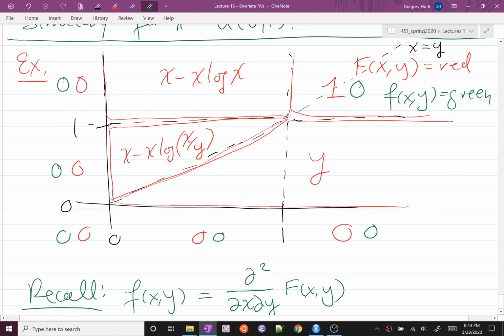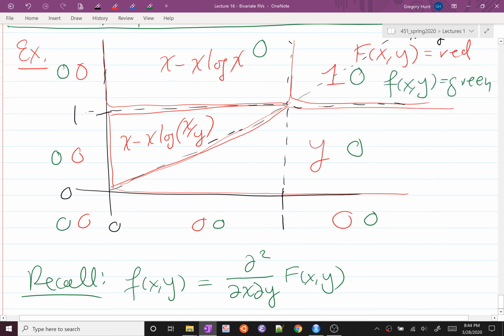It goes to 0. In this whole trapezoid, where it's just y, if I take the derivative with respect to y, it gives me 1. Take the derivative with respect to x, that gives me 0. So that goes to 0. And up where it's x minus x log x, take the derivative with respect to y first. That will give me 0, right? It's just a constant with respect to y, so that's 0.